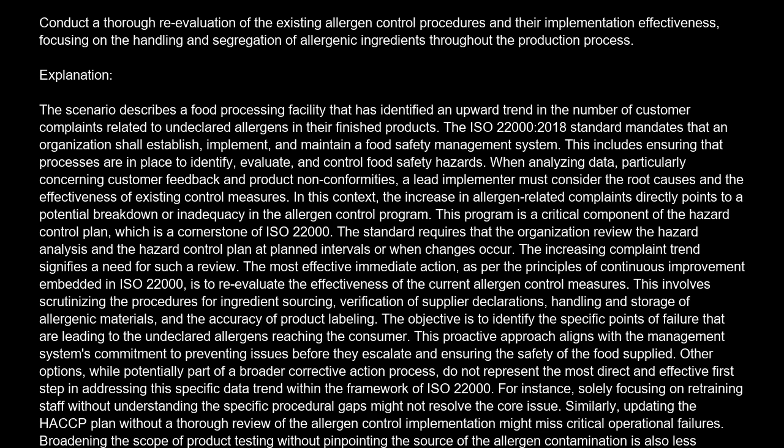The ISO 22000:2018 standard mandates that an organization shall establish, implement, and maintain a food safety management system. This includes ensuring that processes are in place to identify, evaluate, and control food safety hazards. When analyzing data, particularly concerning customer feedback and product nonconformities, a lead implementer must consider the root causes and the effectiveness of existing control measures.